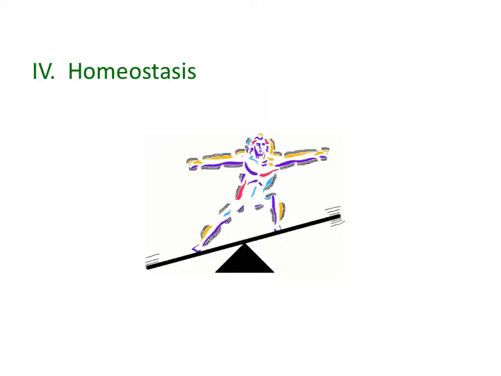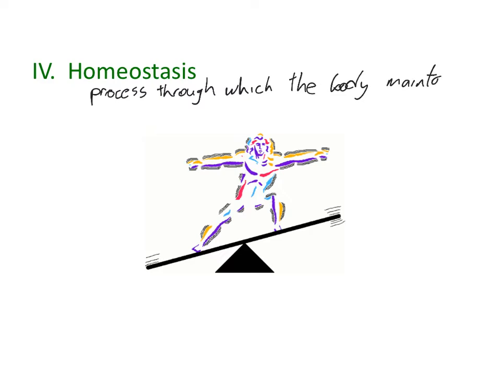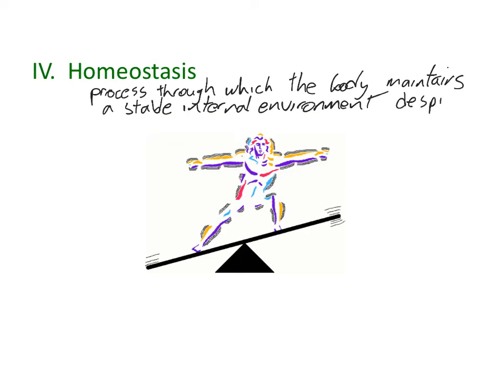So we're now to the fourth part of the lecture, which is talking about homeostasis. And homeostasis to me is one of the central themes of all of physiology, and it really defines it's the process of the body maintaining a stable internal environment. The process through which the body maintains a stable internal environment, and this is despite external changes.